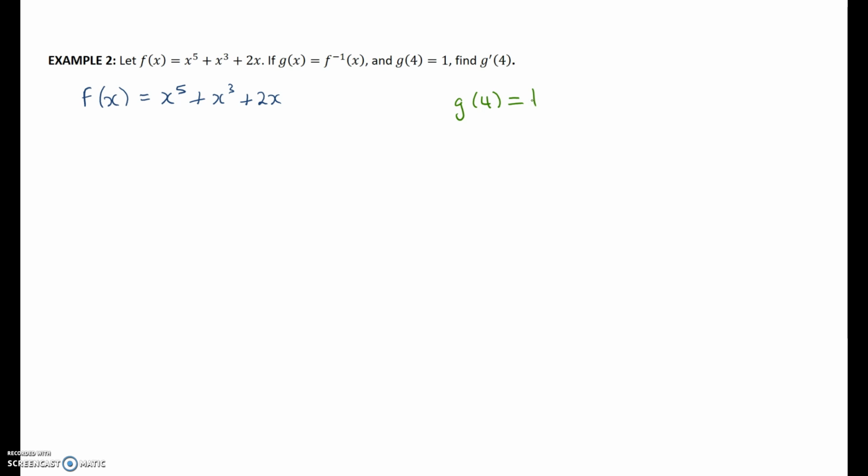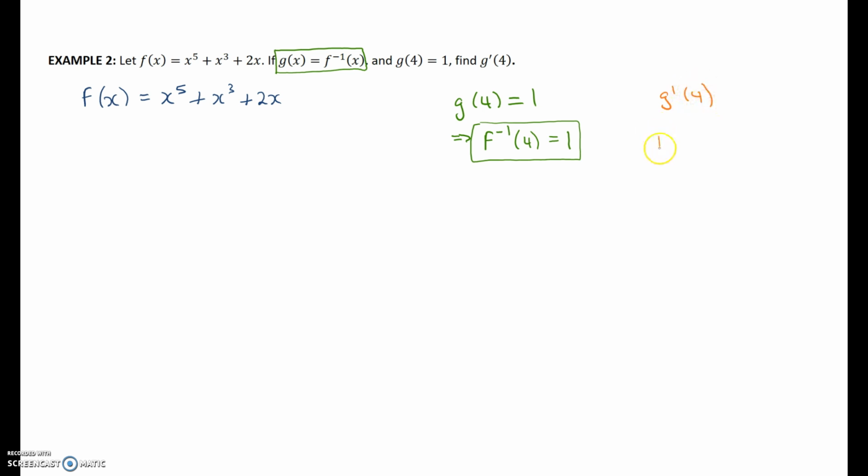We're given g of 4 is equal to 1. Now we know also that g is just another way of writing f inverse. So we're used to f inverse now, hopefully, so let's replace this with f inverse of 4 is equal to 1. Okay, now that's going to be a useful bit of information on its own. Our job here is to find g prime of 4. Okay, that's what we want to find.